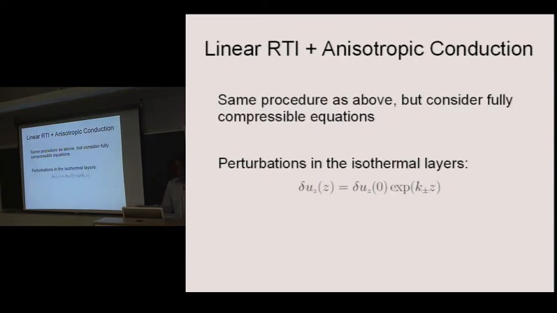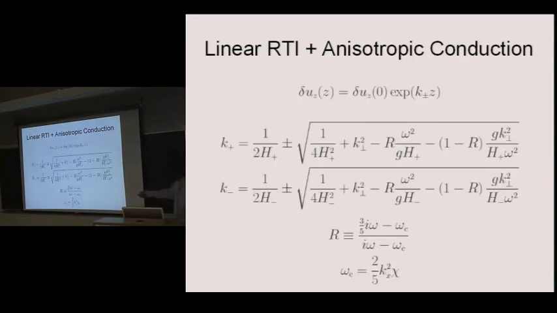So I'm going to do the exact same procedure as before, except I'm no longer going to assume the Buoyancy approximation, so I'm going to consider the fully compressible equations. Turns out that the perturbations in the isothermal layers have the same form as before, so you get this exponential dependence with height, but now these wave numbers are a bit more complicated, so that this is what you end up getting.